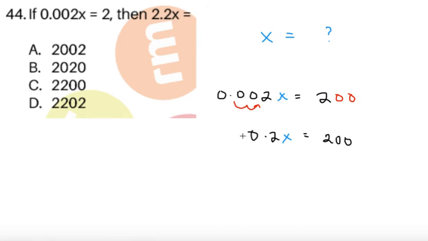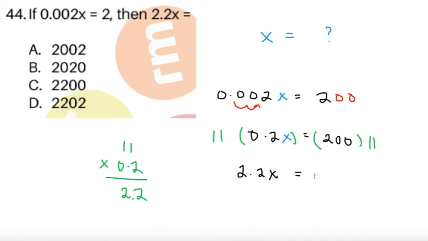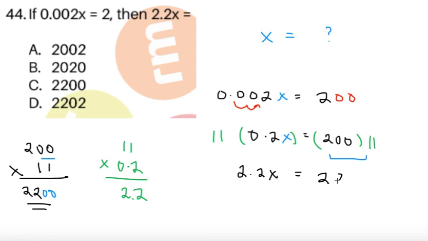Now note that if I multiply both sides by a factor, 11, 11 times 0.2 is equal to actually 2.2. So this is the motivation behind it. So I'll be able to get that 2.2x equals, and all I have to do is just expand this, 200 times 11. So 200 times 11, we'll copy the zeros first, and then we're left with multiplying 2 times 11, and that gives 22. So 2.2x is equal to 2,200. So comparing these 4 answers, it should be choice C. So that's the answer.